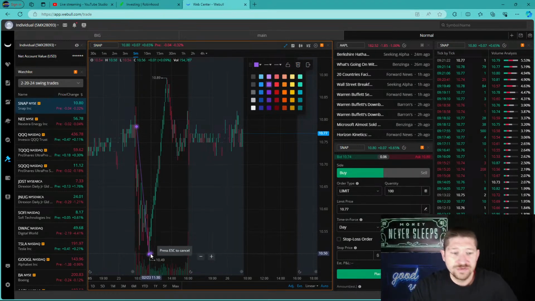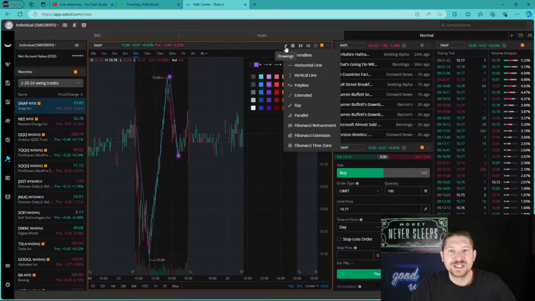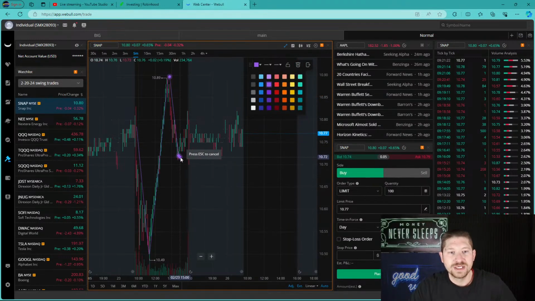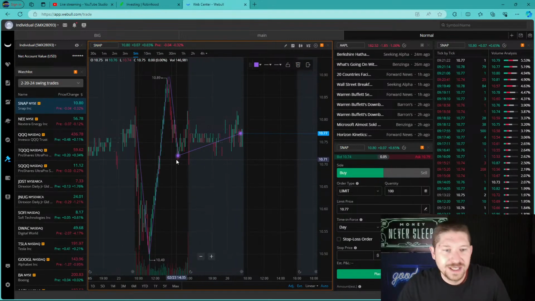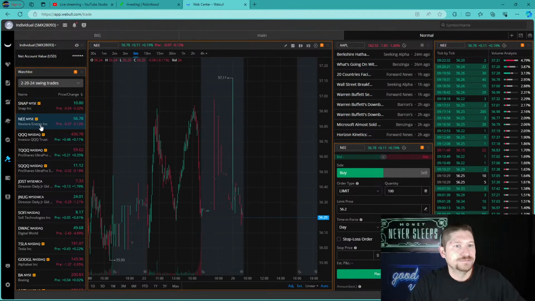And then if you were patient enough, around 11:30 midday, you could have bought around that 10.50 mark and got about 40 cents on your dollar here and made 4% back on your account on that little swing. Now it's pulling back again. And then it's showing basically consolidation right here. Really not much happened at this point. Not a whole lot's going on. That's on Snap.